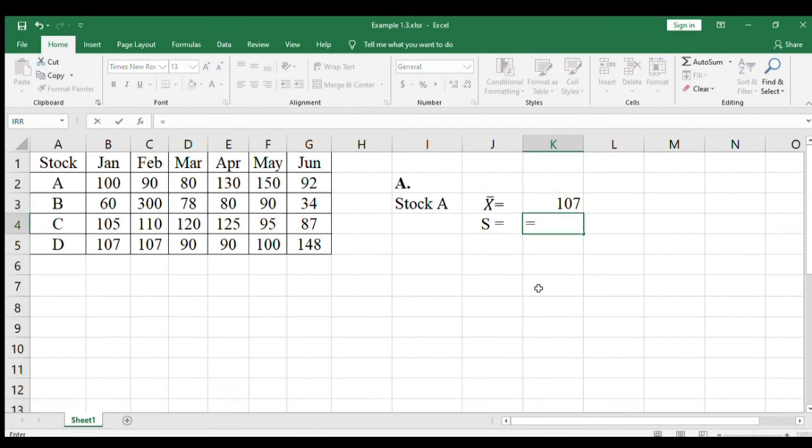And we can use the function STDEV.S, because in this case we want to compute the sample standard deviation, and you choose all the prices of stock A and you hit enter. So the standard deviation of stock A is $27,000.